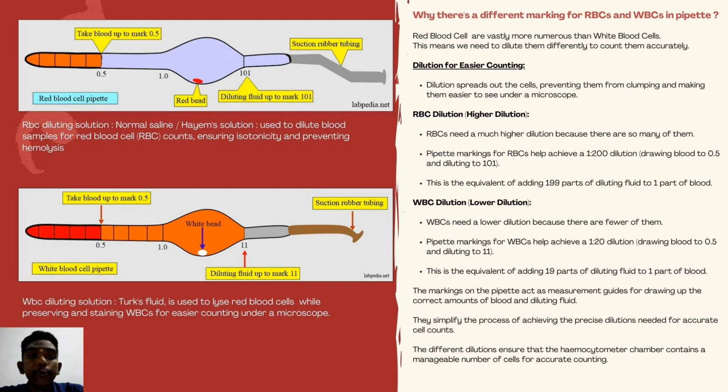For RBC, we usually use normal saline or Hayem's solution. Hayem's solution is preferred because it ensures the isotonicity of the red blood cells and also prevents them from hemolysis. While for WBC, Turk's fluid is usually used because it lyses the red blood cells while preserving and staining the WBC. This makes it easier for counting WBC under a microscope.